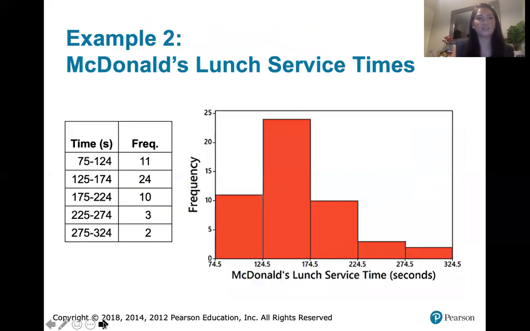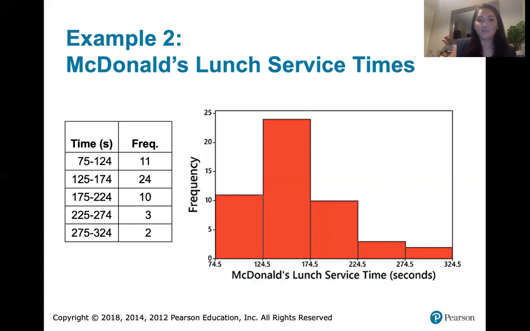Similarly, with the McDonald's lunch service times, we can see that the center is right here with this tallest column. Most McDonald's lunch service times are between 125 seconds and 174 seconds long, at least in our sample. So one measure of center might be a McDonald's lunch service time between 124 and 174 seconds.